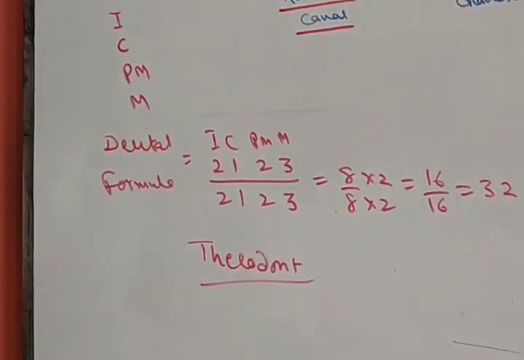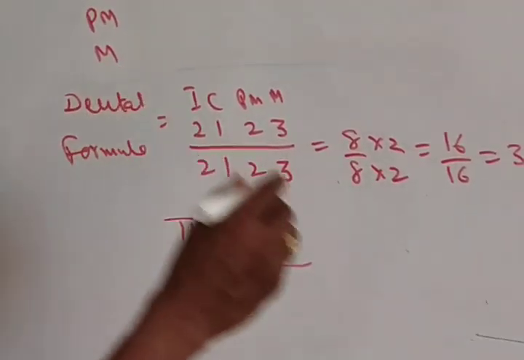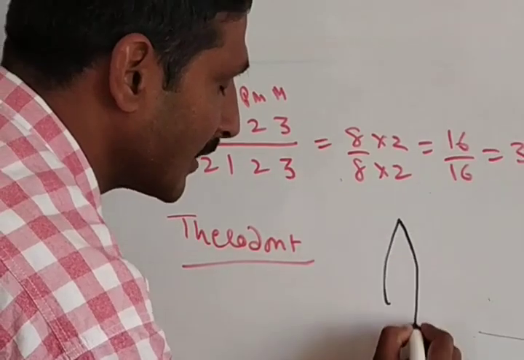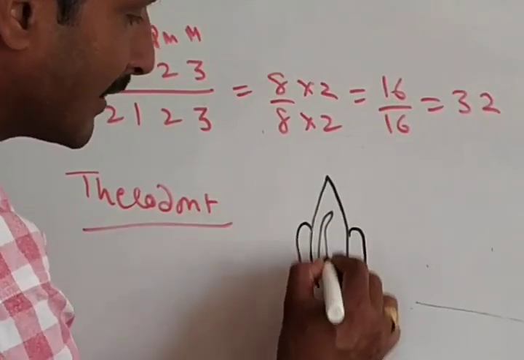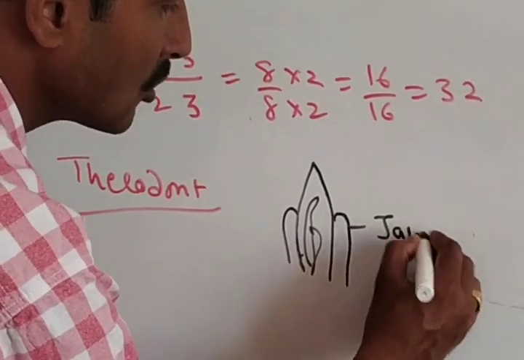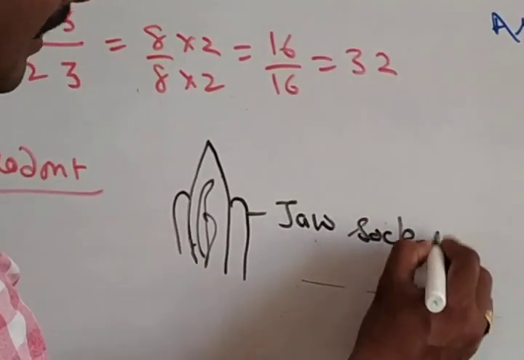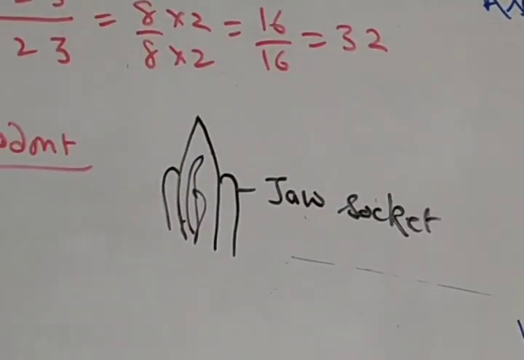Thecodont means human teeth are embedded in the jaw socket. Suppose this is a human tooth. We are very well aware that our teeth are embedded in the jaw socket. That's why they are called thecodont.